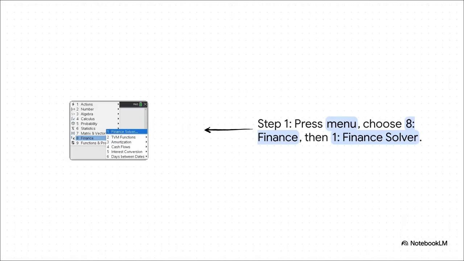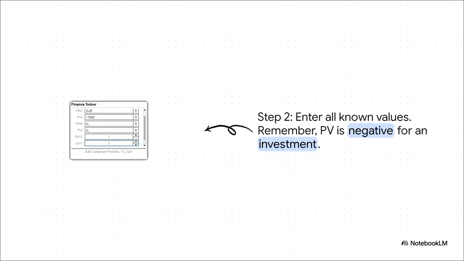First things first, you gotta find the tool. On most GDCs, you'll hit a menu button and look for a finance option. From there, you just select the finance solver or TVM solver. Next, you'll carefully plug in all the values you're given.